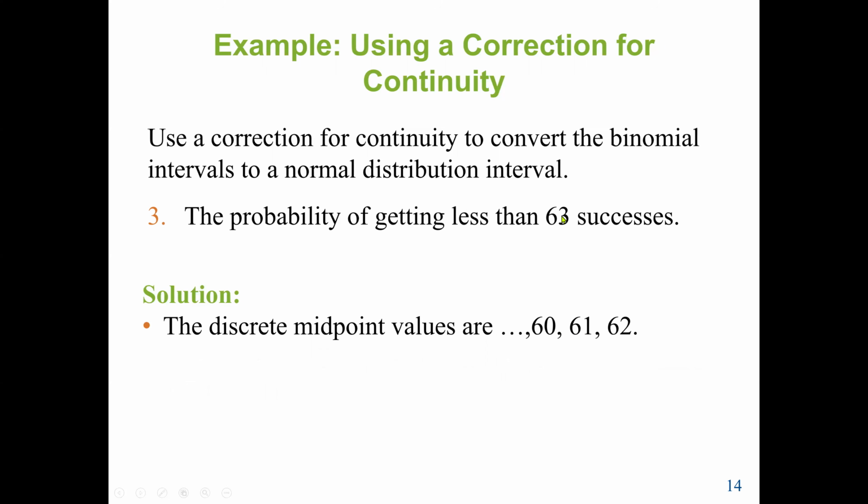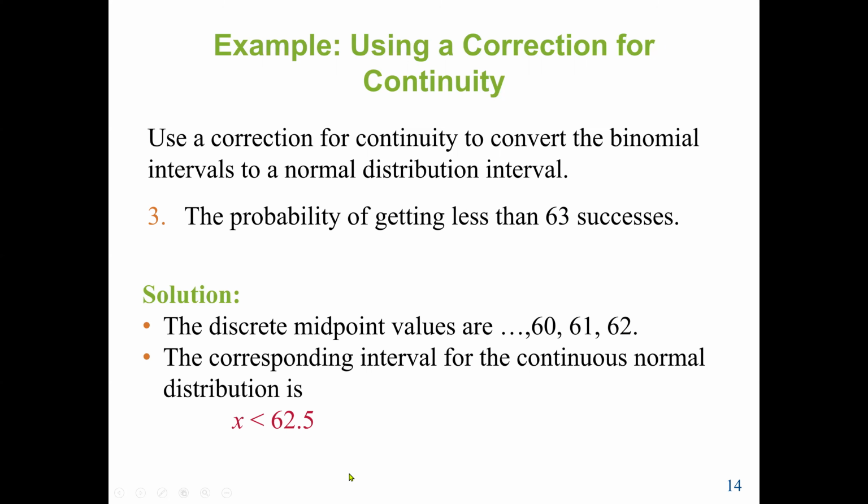Now take the probability of getting less than 63, so excluding 63. The discrete midpoint values are 60, 61, 62. We can't count 63, because we want the probability of getting less than 63. So this means when I reach 62, I'll say x should be less than 62.5. We add 0.5 to the right.